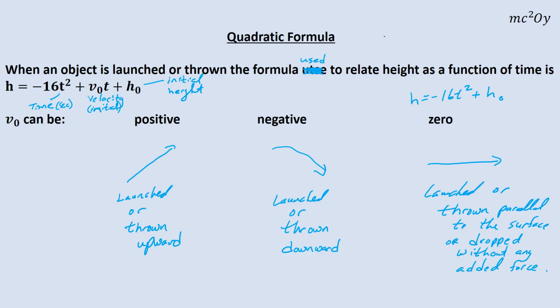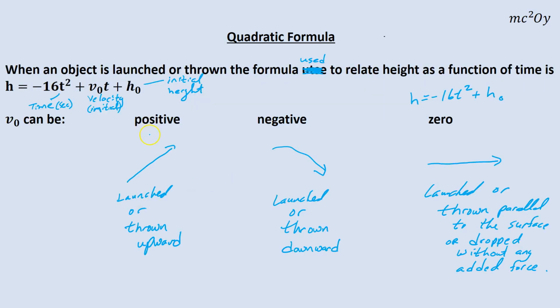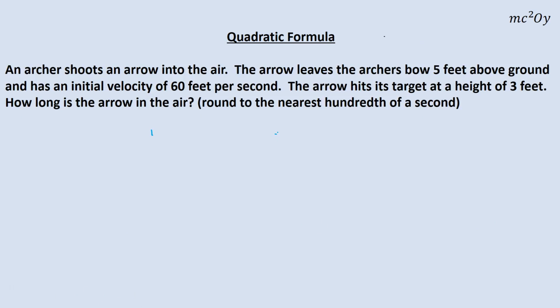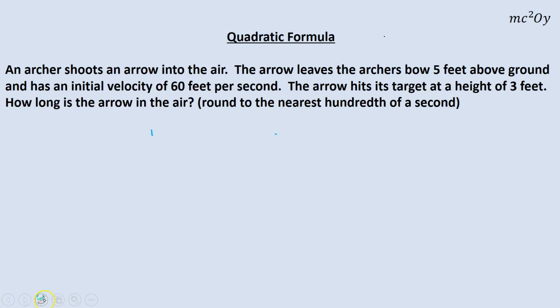Okay, so this would be, all right, that's becoming frustrating. All right, so this would become positive v sub 0. This over here would be negative v sub 0, and this would be 0 times v sub 0, which would just be 0. All right, so with that being said, I'm going to go ahead and work some of these out here.